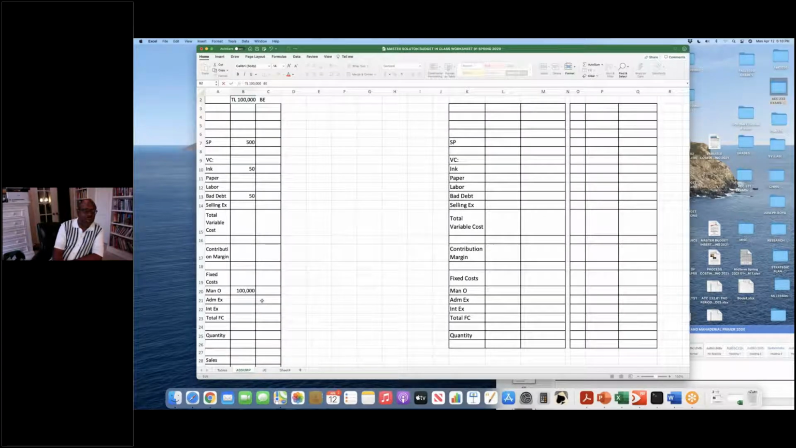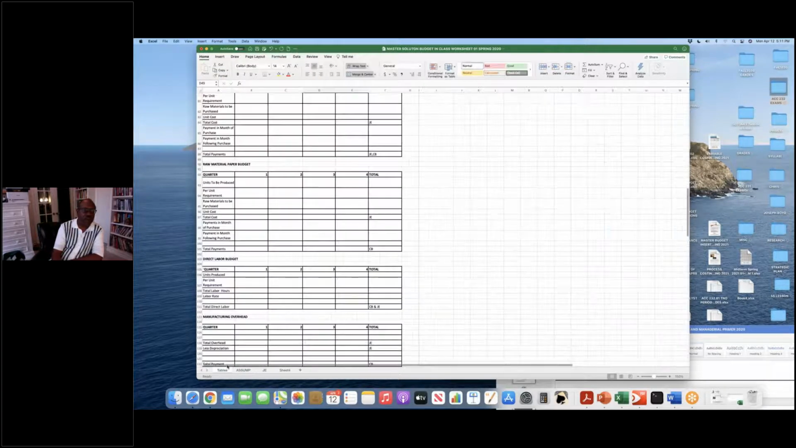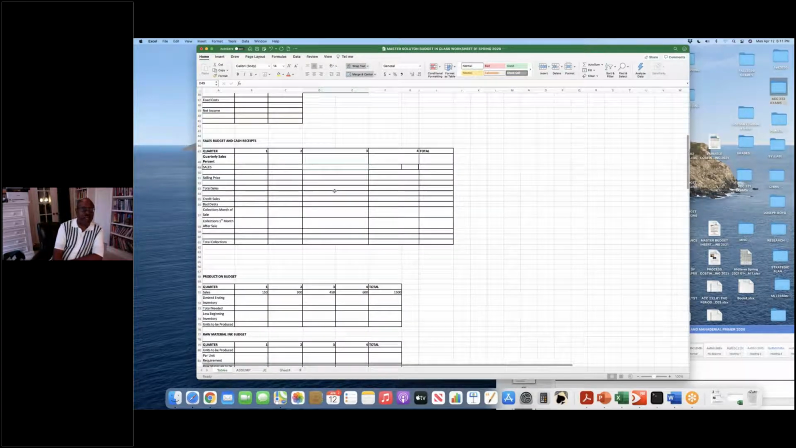Let's assume, Buford, that he goes through these calculations. Let's assume he gets 10,000. I don't know what he's going to get, but let's just assume he gets 10,000. Okay. If he got 10,000, you would put 10,000 right here as total sales quantity.